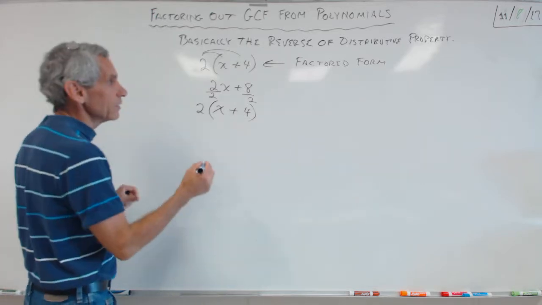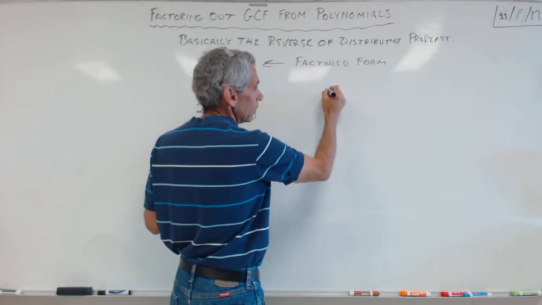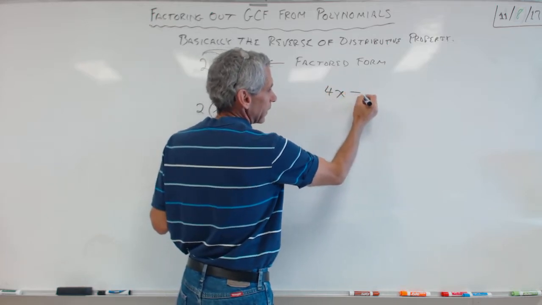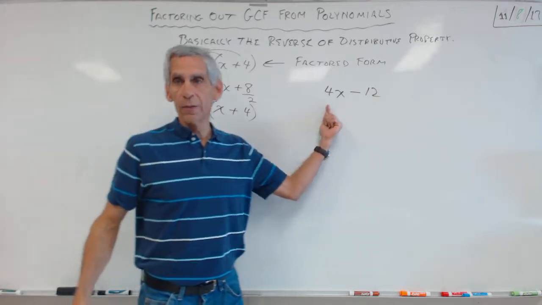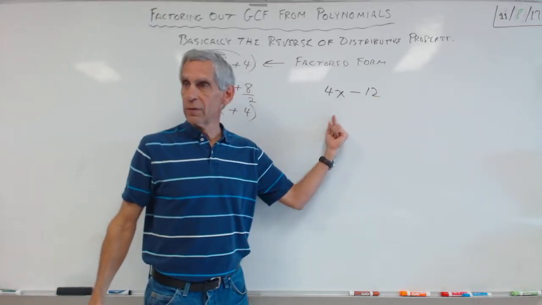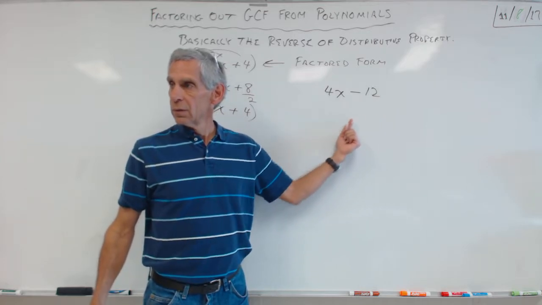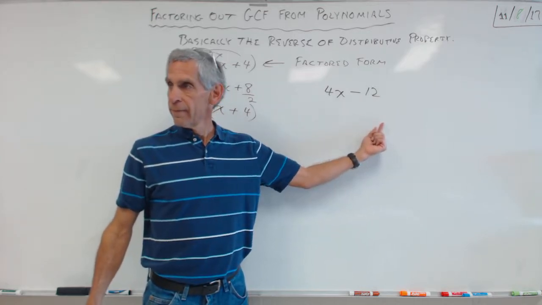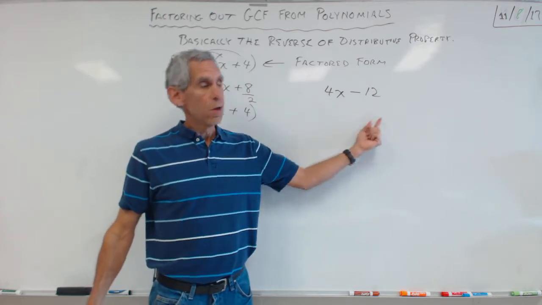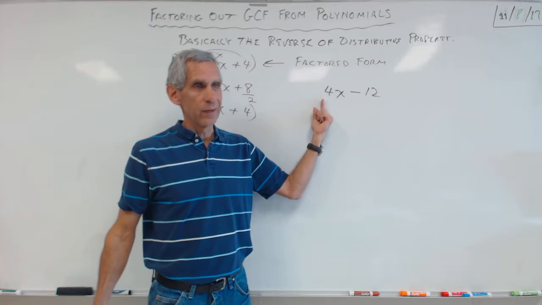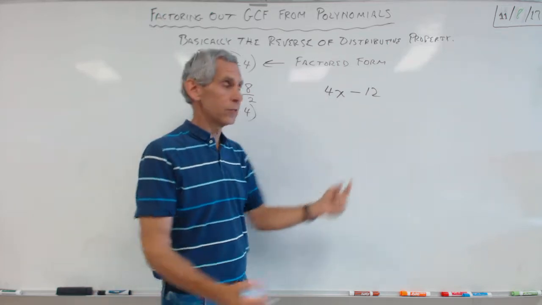So let's try a few easy ones first. Let's say I gave you 4x minus 12. What do they both have in common between the 4 and the 12? Well, what goes into both numbers? 2 does, but what about 4? Does 4? Yeah. Always start with the smaller one, and ask yourself, does the smaller one go into the bigger one? If it does, then that's it.